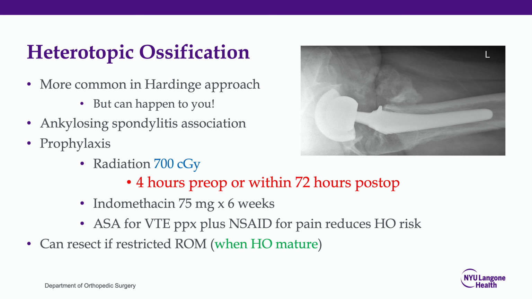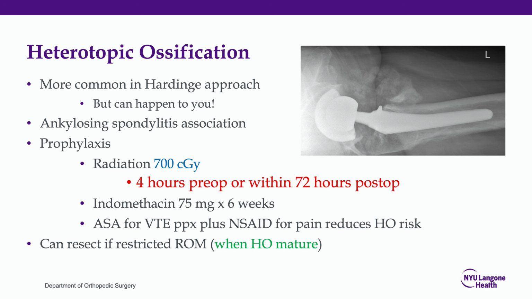There have been studies showing that that's more effective than 400 centigray, and this can be either done within 4 hours preoperatively or within 72 hours postoperatively. Another option is indomethacin, 75 milligrams daily for 6 weeks. It should be noted that there are several studies that show the use of aspirin for VTE prophylaxis, in addition to the use of an NSAID as part of a multimodal pain regimen, can reduce your heterotopic ossification risk. Celebrex is probably just as good as indomethacin.